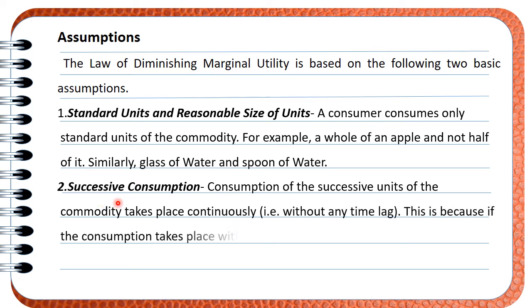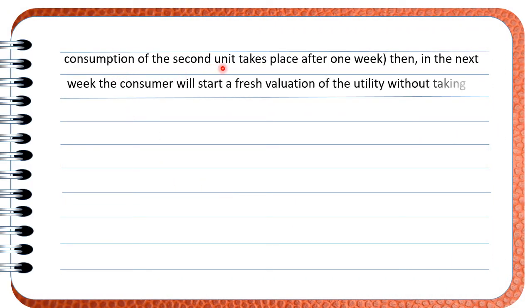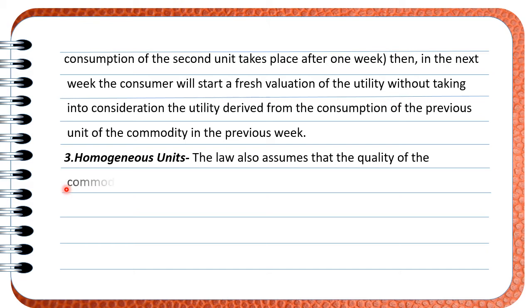The next assumption is successive consumption. What does it mean? Consumption of the successive unit of the commodity takes place continuously without any time lag. This is because if the consumption takes place with a time lag, say an hour or a week, say one unit of the commodity is consumed today and the second unit is consumed after one week, then in the next week the consumer will start a fresh valuation of the utility. So when the time lag is there, the utility will start from a fresh valuation, and the law is impossible to apply.